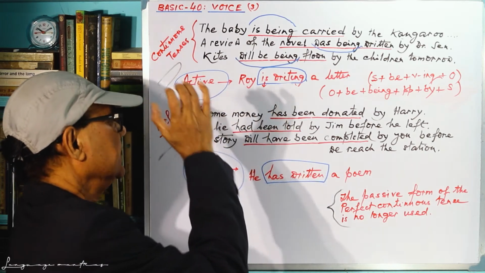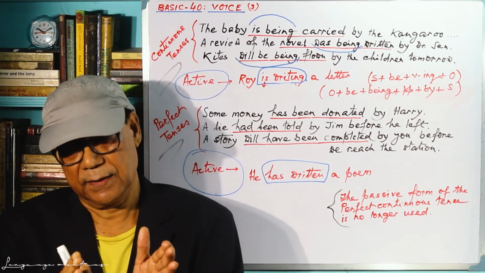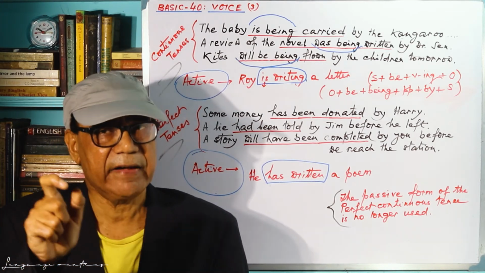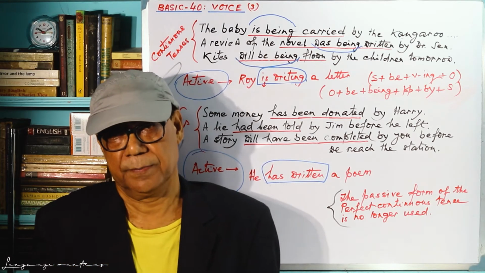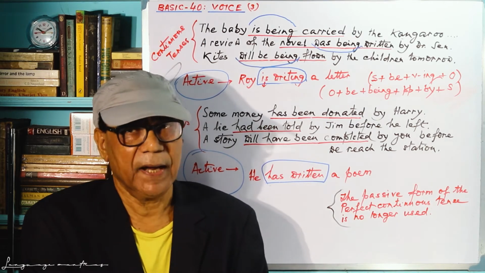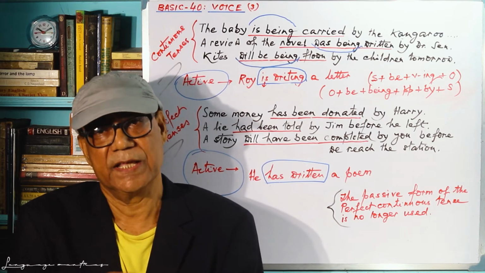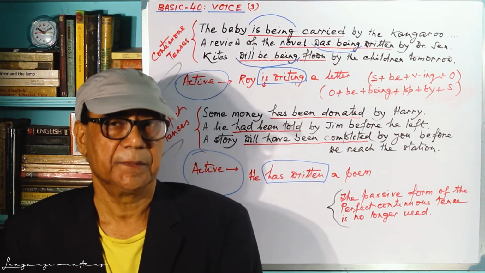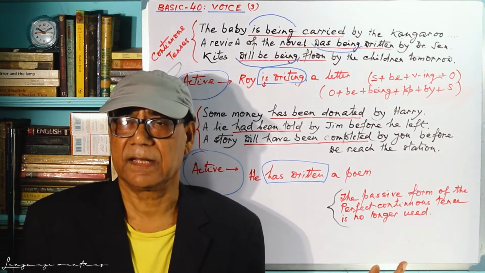This format is here. Some money has been donated by Harry. That means Harry has donated some money. So simple. Harry has donated some money, nothing else. Money doesn't do anything here. But Harry does something with his money. Harry has donated some money. Therefore, some money has been donated by Harry.